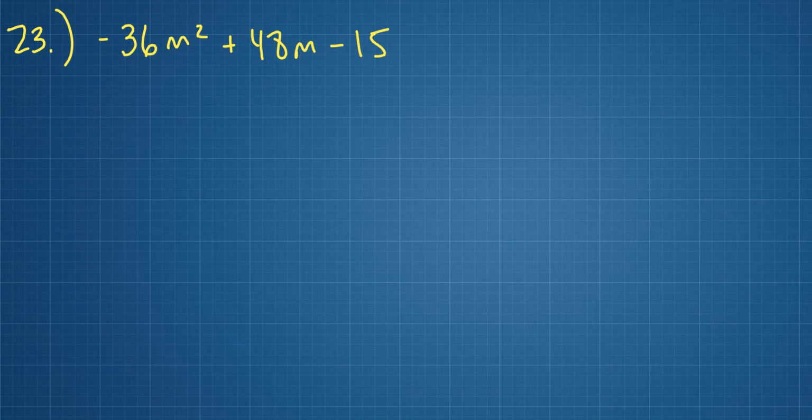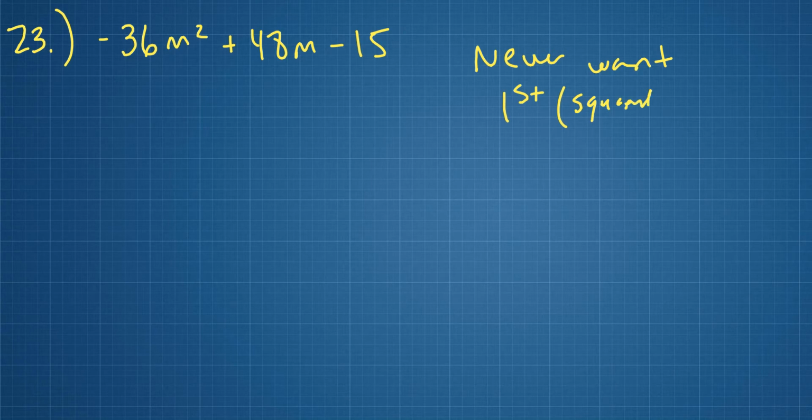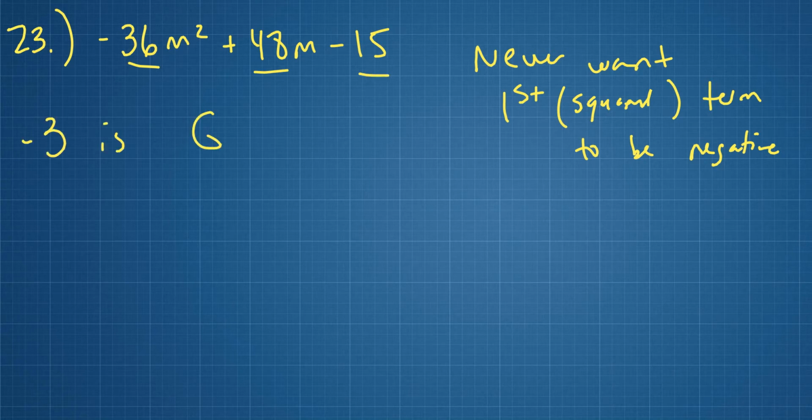Now, in number 23, I did mention during the fire starter that I never want the first term, the squared term, to be negative. So I notice that all three of these are divisible by 3, but I'm actually going to factor out negative 3, because that will make that positive. And I can do that as long as I change all the signs.